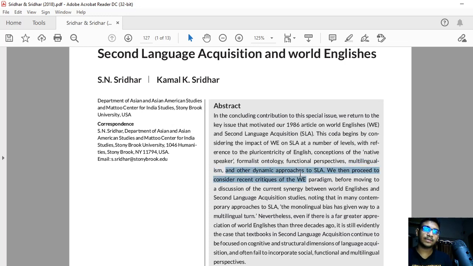And other dynamic approaches to SLA. The writers are not mentioning every other element that they are going to cover, but the idea is that they are going to consider the impact of WE on SLA.